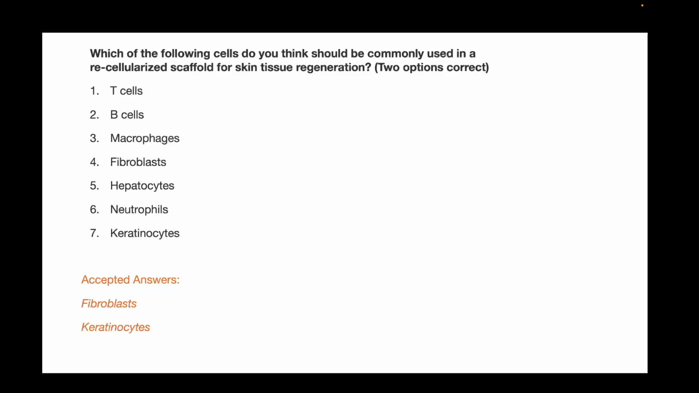So you want fibroblasts and keratinocytes, and then they will start proliferating there, recellularize the scaffold, and initiate further interactions, and then it will get embedded in your skin. So the correct answer will be fibroblasts and keratinocytes. Moving on to the end, hepatocytes are liver cells, so they are not necessarily needed in your skin tissue, so that is also excluded.